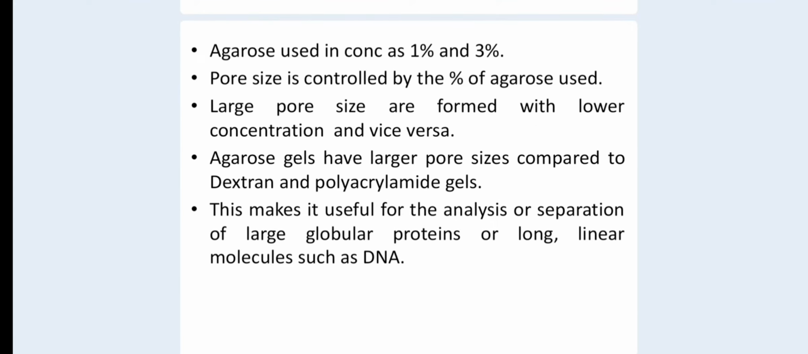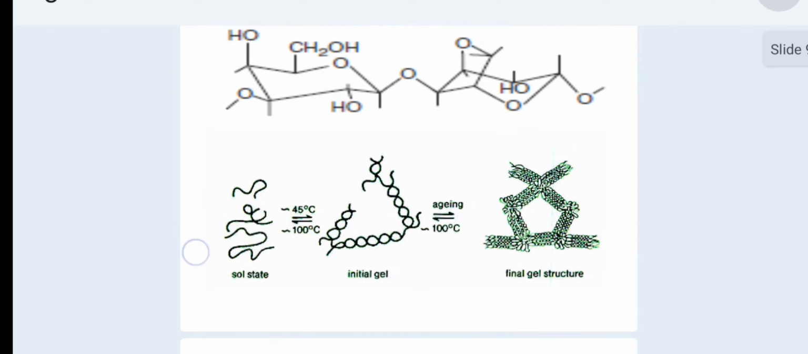Agarose is used in concentrations between 1% and 3%. Pore size is controlled by adjusting the percentage of agarose used. Large pore sizes are formed with low concentration and vice versa. Agarose gels have larger pore sizes compared to dextran and polyacrylamide gels. This makes them useful for the analysis or separation of large globular proteins or long linear molecules such as DNA. This is the structure of agarose.